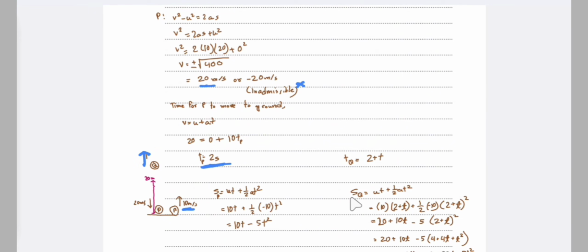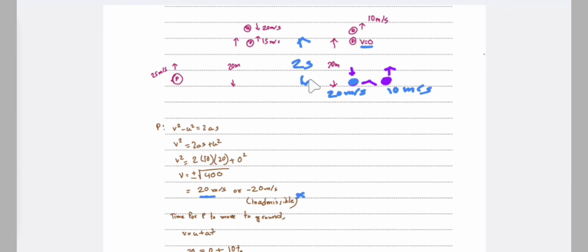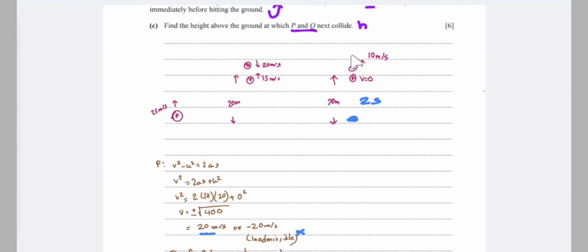So first of all, to find the distance, S is equal to ut plus half at square. By using the formula, what is the time for Q to travel? You have to remember that when P reaches from the topmost point, that is above 20 meter, to the ground, it took 2 seconds. So when Q is moving upward, it took 2 seconds plus an extra time t, which is the time of collision.